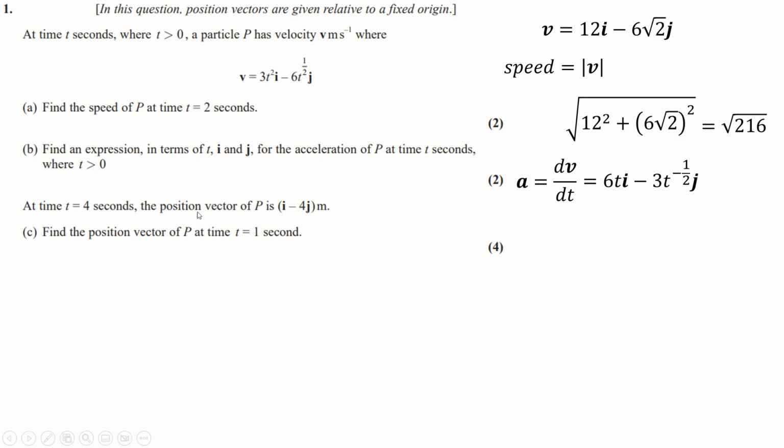When t is 4, position vector, now we integrate this for the position vector. So we go upwards, up the ladder, so we integrate this. That gets us this. Remember the plus c in vector form, because this is all in vectors, right? Now we can put in t is 4, and we know that this is this, so we can replace those things in there. t is 4 gets us this, and then we can work out c is this.